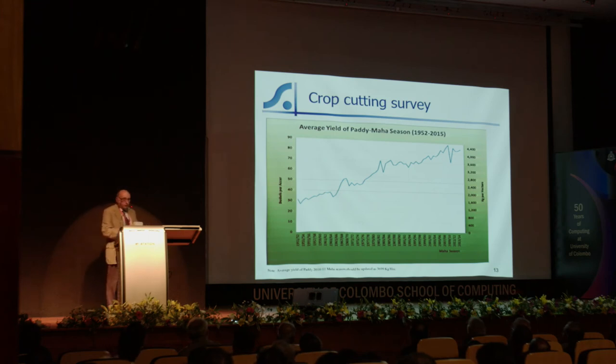The crop cutting survey is something that's happened in Sri Lanka since 1952. Rice is so important in Sri Lanka. And here's a graph of the crop cutting survey.